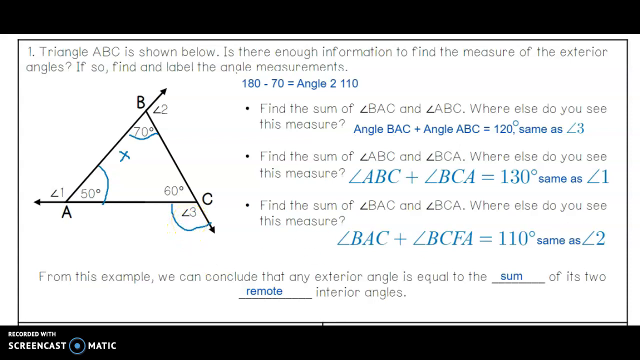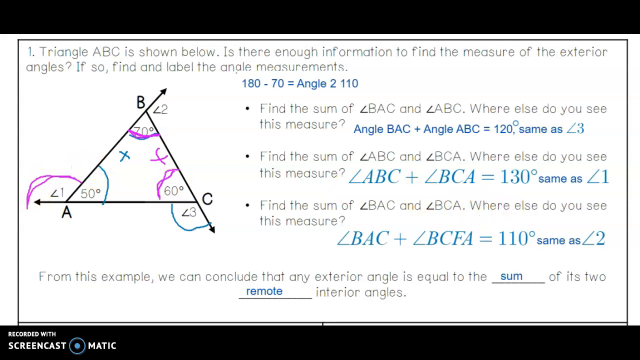I'm going to change my color and we're going to go on to the second bullet. Find the sum of angle ABC. So once again, we're using the 70 for angle B. It also wants us to find angle C, which is 60. When you add 70 and 60 together, that is going to equal this exterior angle 1 of 130 degrees.